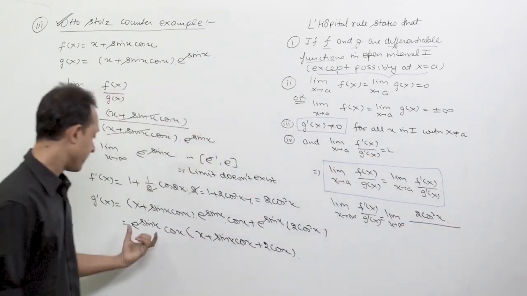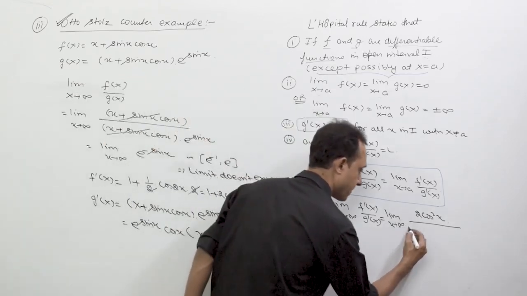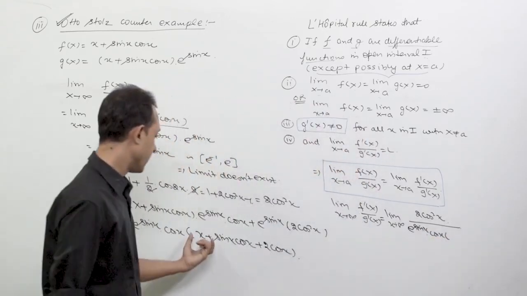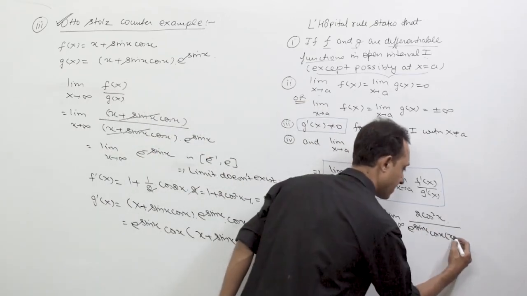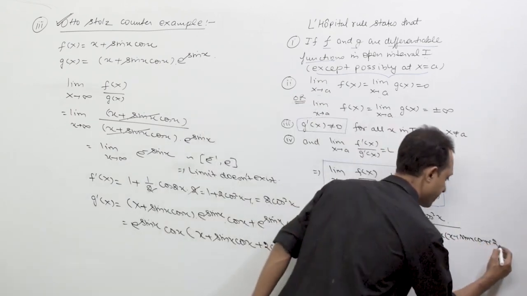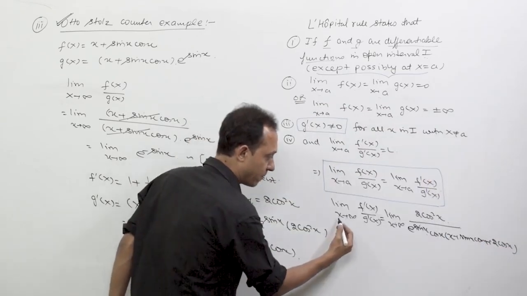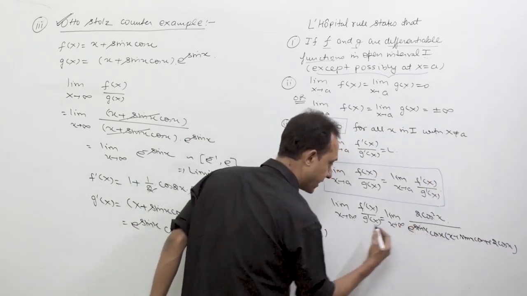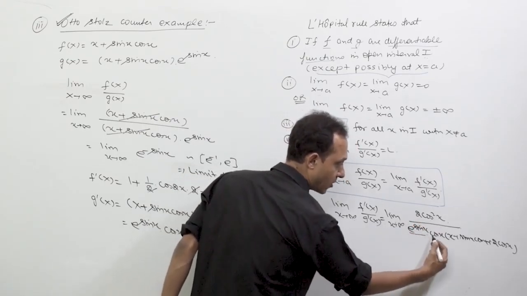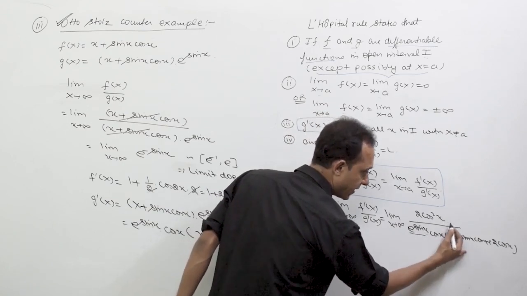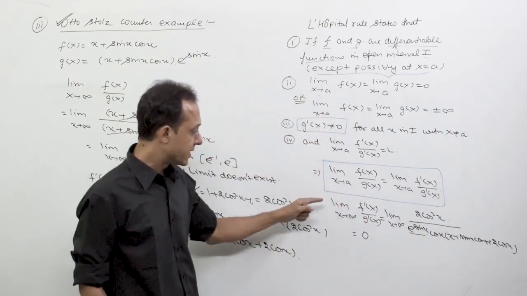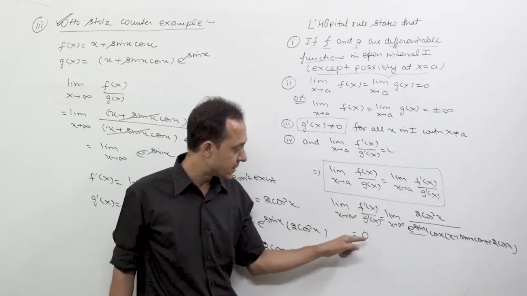And then here it will be e to the power sin x into cos x. And here will be x plus sin x into cos x plus 2 cos x. Now, if I put x is infinity, now it is an oscillating value between 0 and 1. This is an oscillating value between 1 upon e and e, oscillating between minus 1 and plus 1. And then it is 1 upon infinity. So anything finite upon infinite will be 0. So in this case, limit x tends to infinity f dash x upon g dash x will be 0.